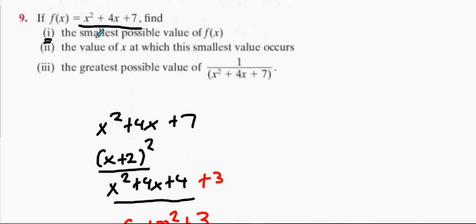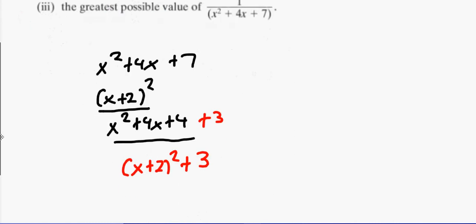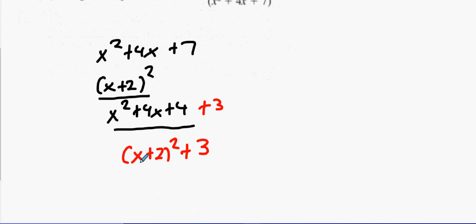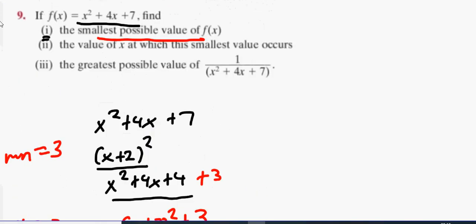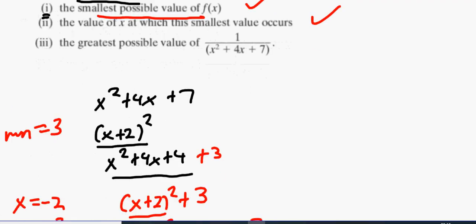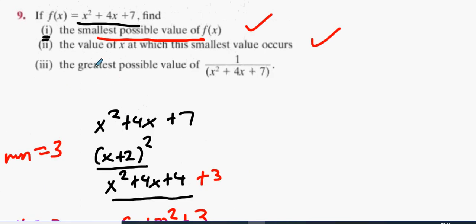However, it wants the smallest value. What's the smallest value we can get? What do I replace x with to make it as small as possible? If x equals minus 2, what's the minimum then? 0 squared plus 3, which would be 3. So, essentially, the minimum is 3. Alright, now, done. Okay, the value of x is minus 2. Now, find the greatest possible value of this.